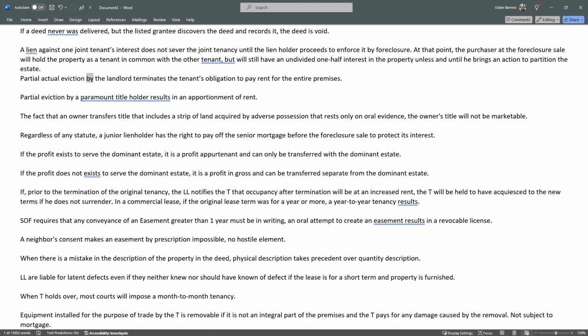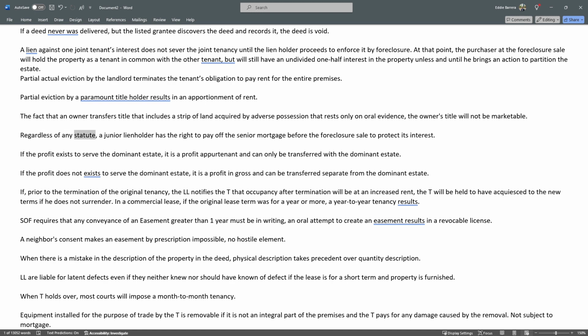Partial actual eviction by the landlord terminates the tenant's obligation to pay rent for the entire premises. Partial eviction by a paramount title holder results in an apportionment of rent. If an owner transfers title that includes a strip of land acquired by adverse possession that rests only on oral evidence, the owner's title will not be marketable.